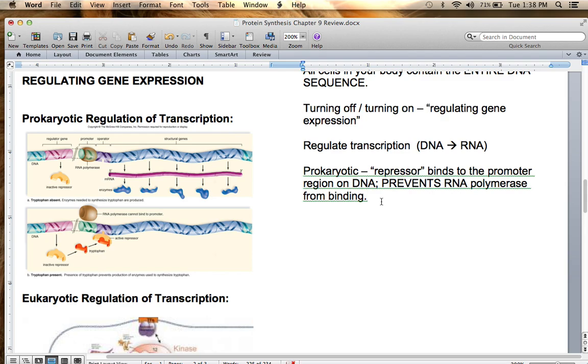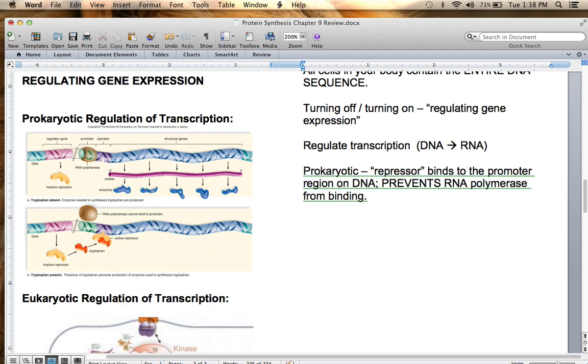So on prokaryotic cells, they've got a repressor that's going to bind to the DNA strand. You can kind of see in the picture here that they've got an inactive repressor in this first one, so it's not bound. But in this one, the repressor is going to bind, and it's going to prevent that RNA polymerase from attaching to the DNA molecule. So if the RNA polymerase doesn't attach, then it cannot transcribe a messenger RNA from that DNA.